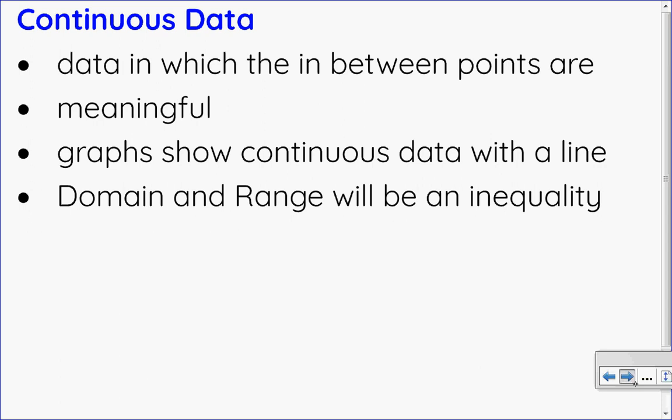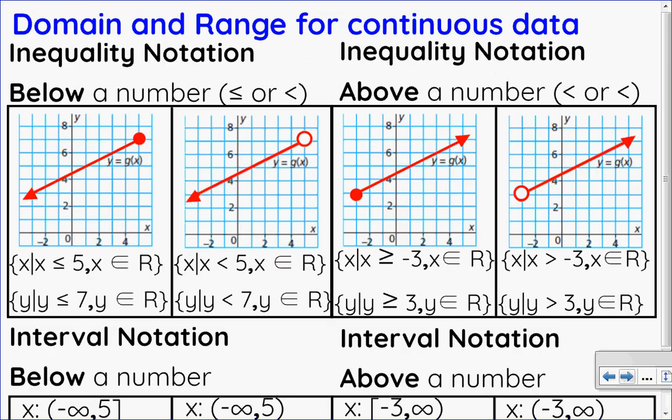So if we put this all together, domain, range, continuous, and discrete data, let's talk about how that looks. Now, I'm going to look at all the scenarios that I can have for graphing. It's either going to be the graph is below a number, above a number, or in between two numbers. So you see here I have two examples of below a number. Now it is continuous data because it is a solid line.